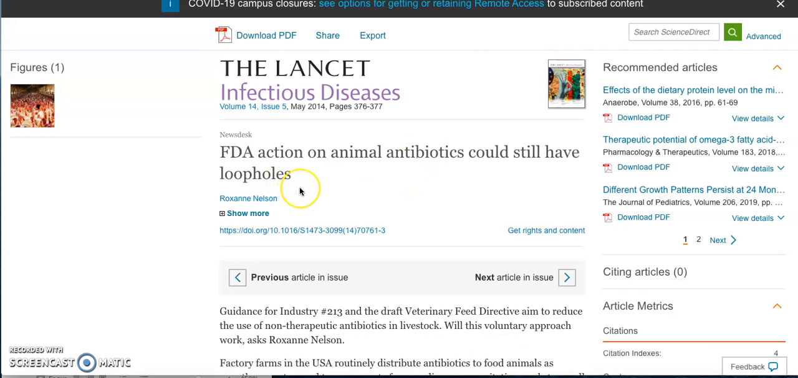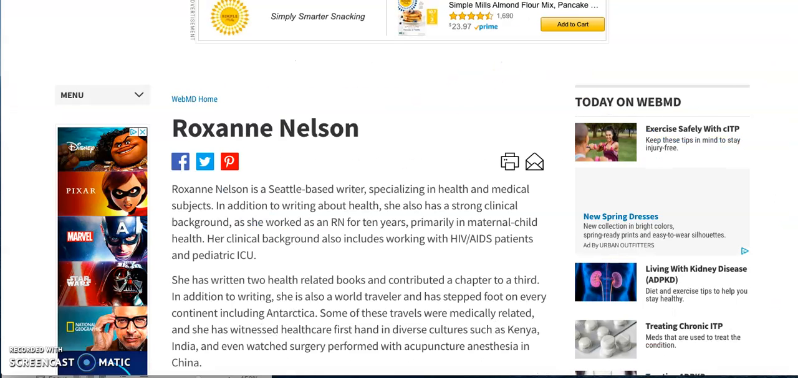We go into this Roxanne Nelson article: FDA action on antibiotics could still have loopholes. Maybe you don't know anything about Roxanne Nelson, so what do you do? You Google her. You find some information out about her. You realize she's a nurse. She's been writing about these science issues for a long time.